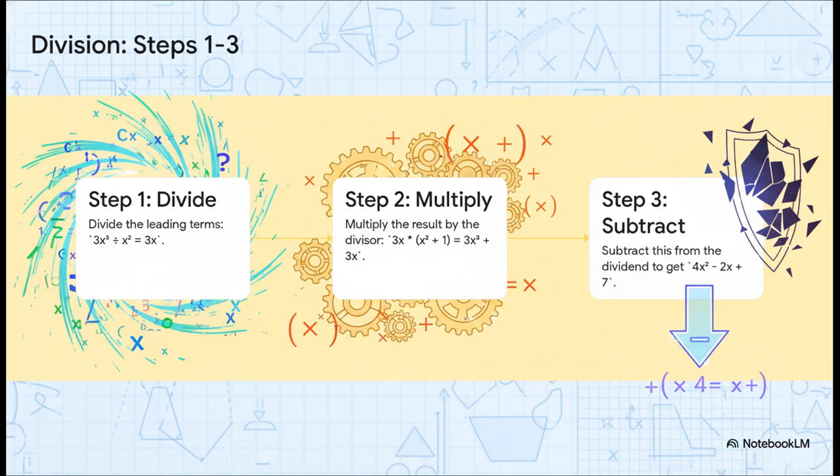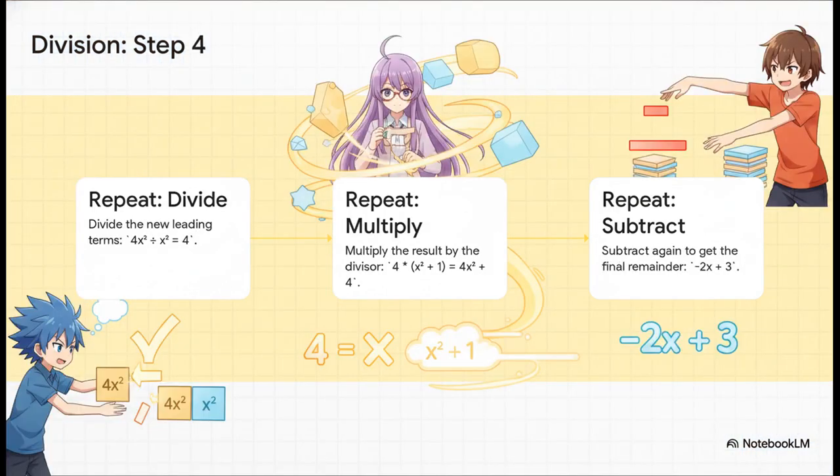Got it? And finally, step 3. We subtract that whole thing from our starting polynomial. And now, we just do it all over again with the new polynomial we have left. It's the same exact process. Step 1. Divide the new leading terms. 4x squared divided by x squared is just 4. Step 2. Multiply that 4 by our divisor, x squared plus 1, which gives us 4x squared plus 4.